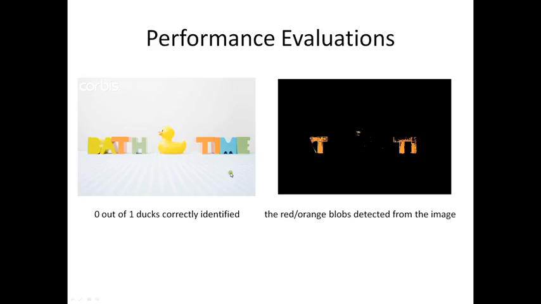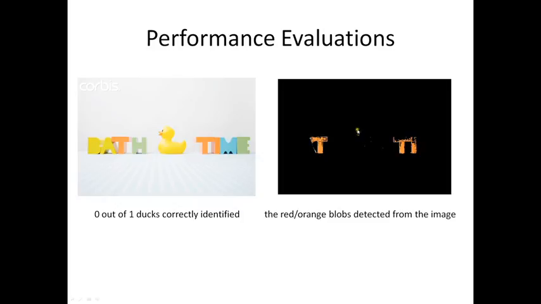Here we have another duck that is not detected for color reasons. The yellow body was detected very well, but here we have the image of the red or orange blobs, and if you look at the beak, it's very small and very fragmented, and it's not able to see the beak as a whole. It just sees a couple splotches of it.